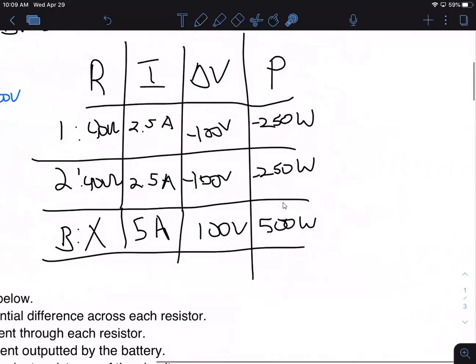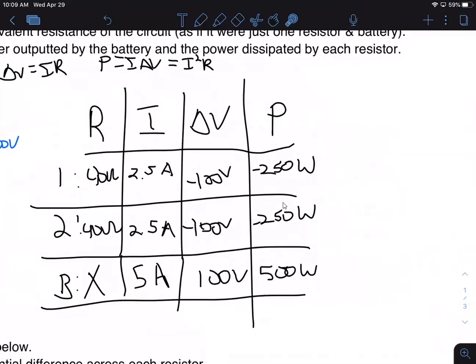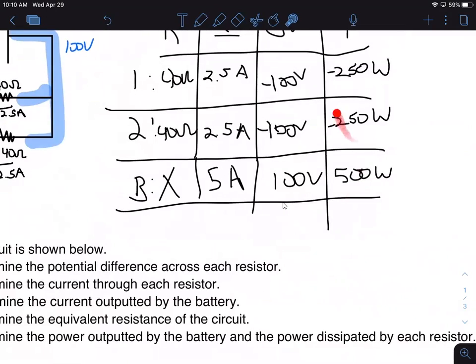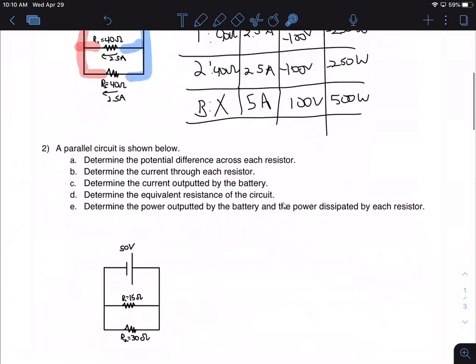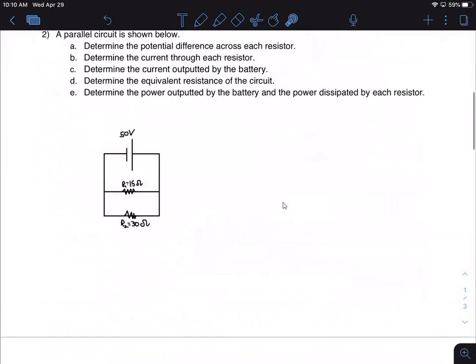And here, these do need to add up. Power from the battery does need to equal the power from each resistor. Otherwise, I'm somehow breaking conservation of energy. So, boom. I can see I did the right things because in the end, when all is said and done, the power added by the battery equals the power dissipated by the resistors.